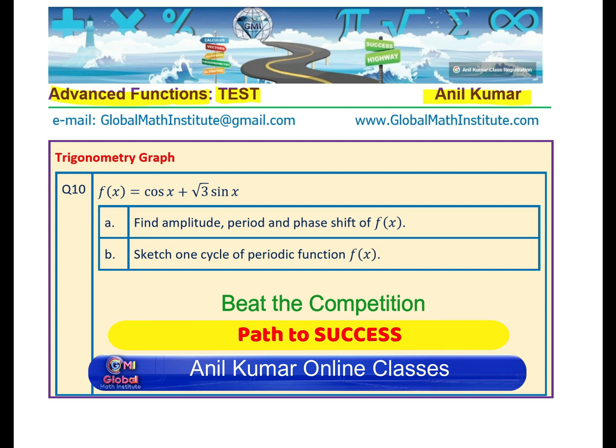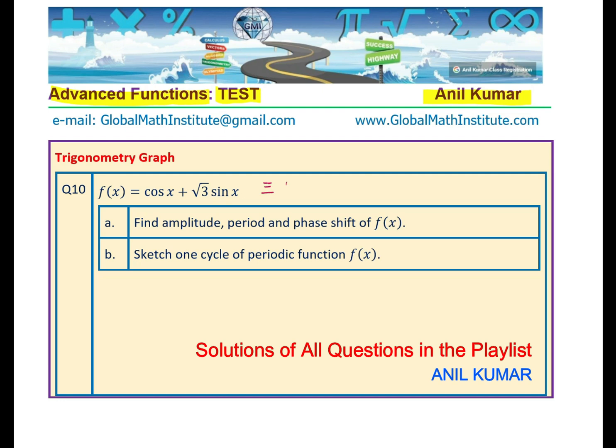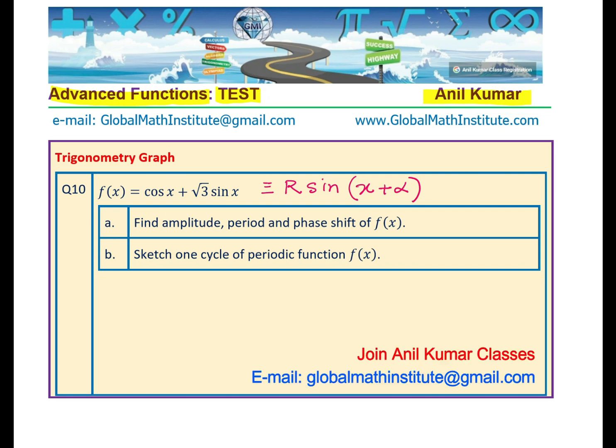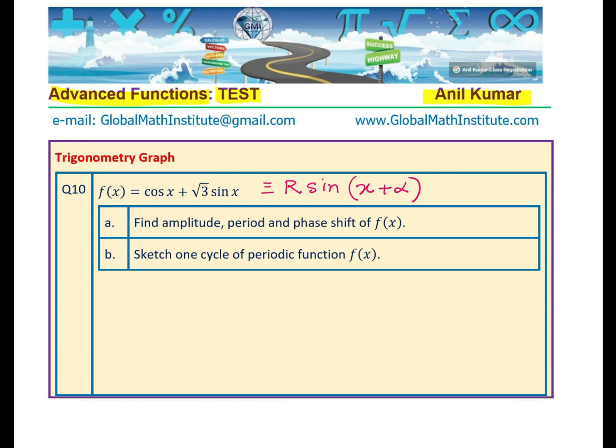So the trick to do this is to write this function as r times sine of x minus alpha, or x plus alpha. Then r is going to be the magnitude and alpha is going to be the phase shift. Correct? So that is how we can find amplitude and phase shift for this problem. Now, how do we write this in this form?